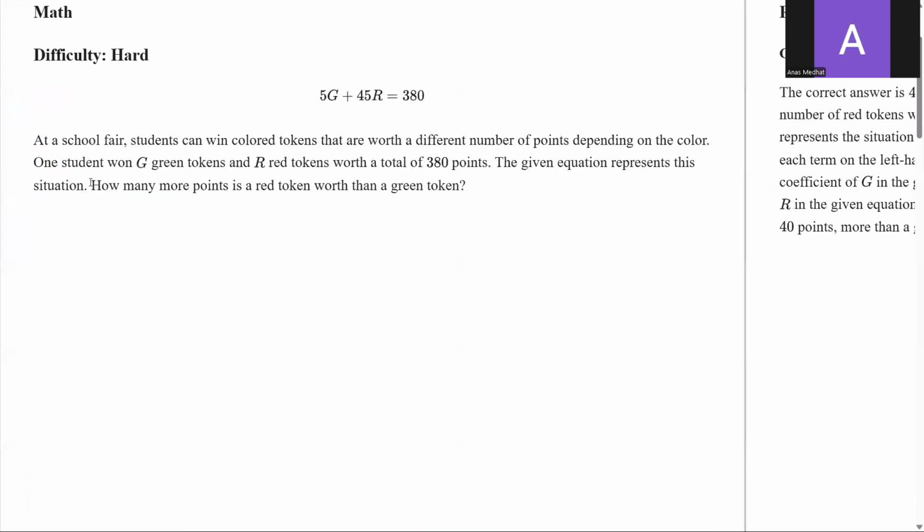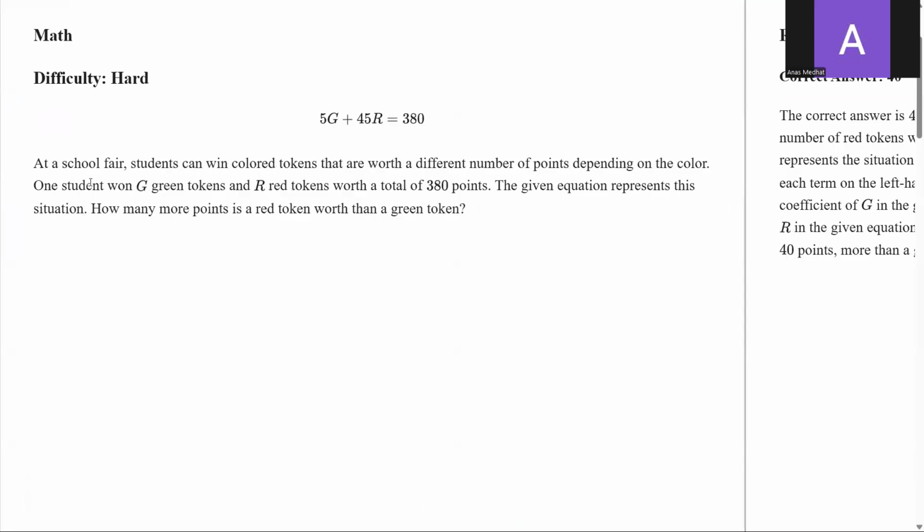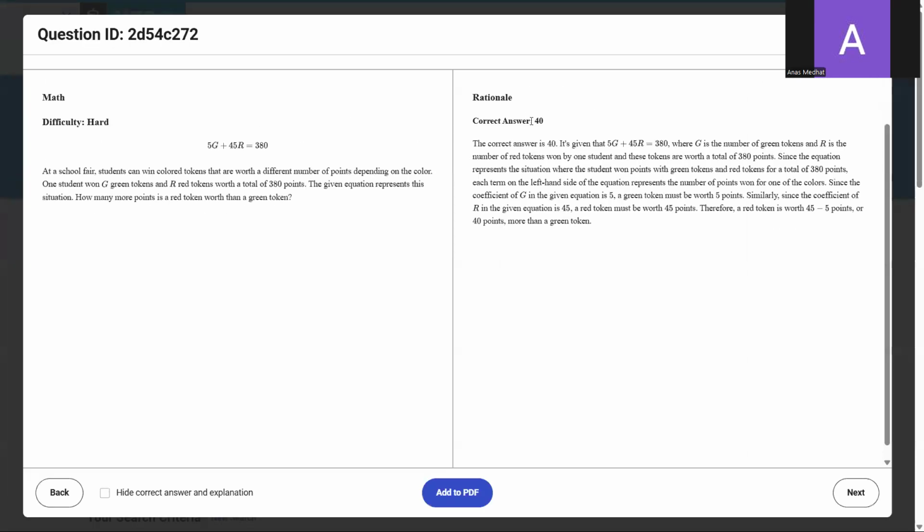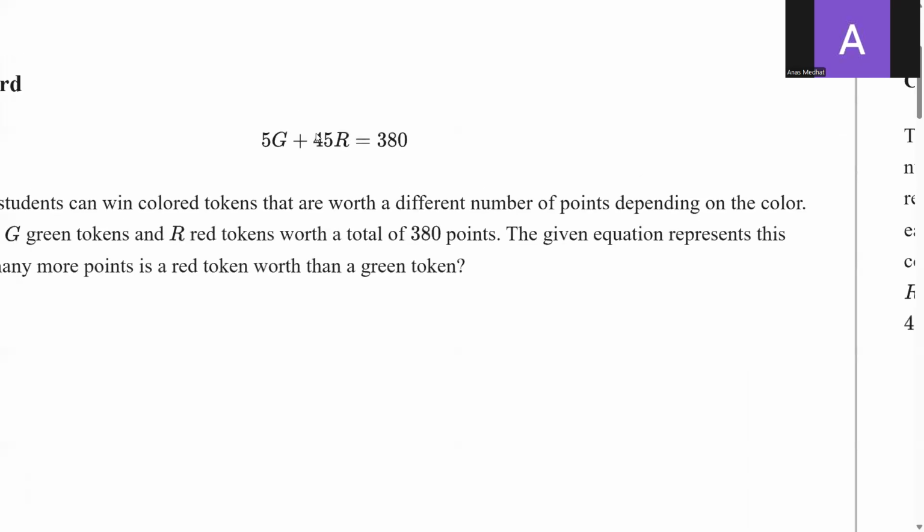At a school fair, students can win colored tokens that are worth a different number of points depending on the color. One student won G green tokens and red tokens worth a total of 380 points. The given equation represents this situation. How many more points is a red token worth than a green token? Very easy question. All you have to do is subtract 45 from 5. You will get 40, which is the answer. It's the difference between the 5 and the 45.